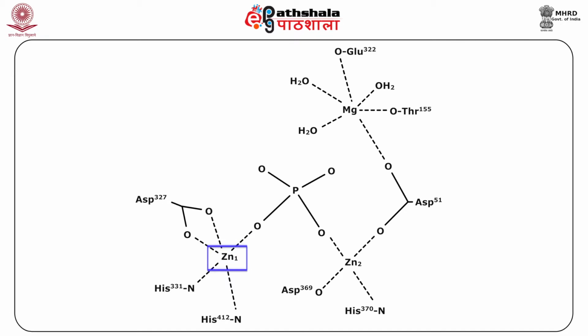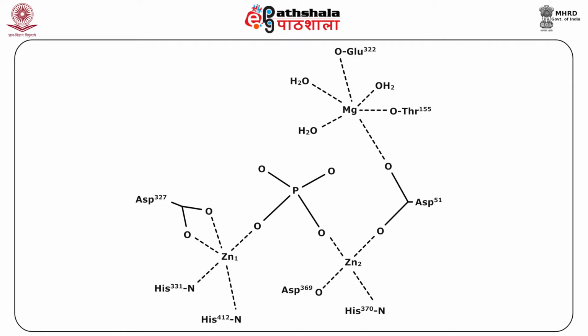The first zinc atom, zinc 1, has a coordination number of 5 with trigonal pyramidal geometry. The zinc 1 binding site consists of histidine 331, histidine 412 and aspartate 327 residues. Both carboxyl oxygens of aspartate 327 are coordinated to zinc 1 along with imidazole nitrogen atoms of the histidines. Zinc 1 is also coordinated to one of the oxygens of the phosphoester.